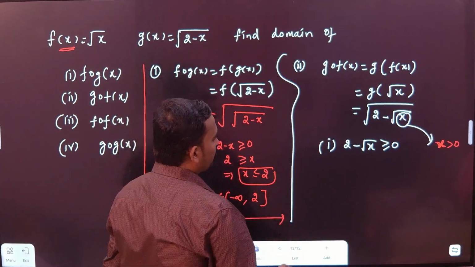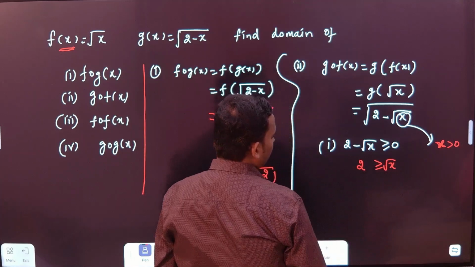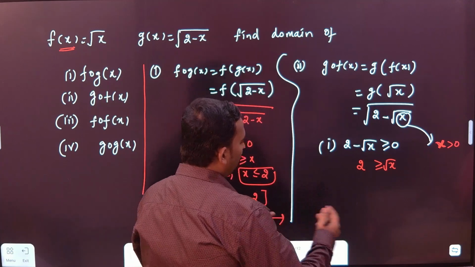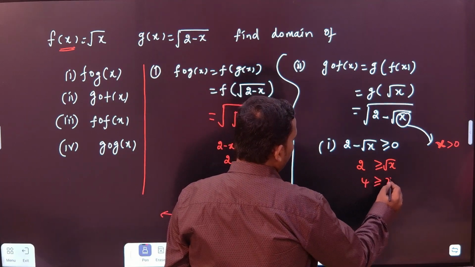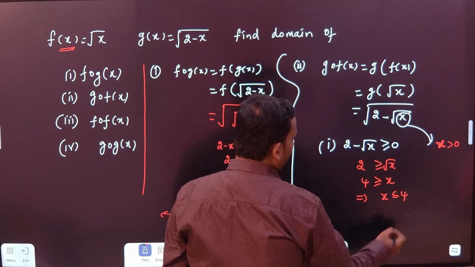So you can solve this one quickly. 2 is greater than or equal to square root of x. That means what? So we need x now. Squaring on both sides, what will we get? 4 is greater than or equal to x, right? That means x is less than or equal to 4.